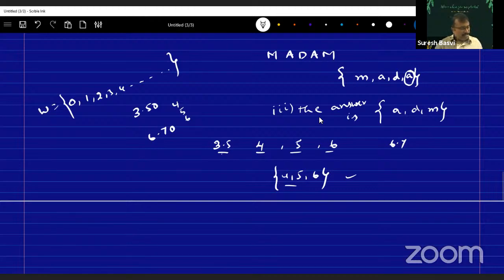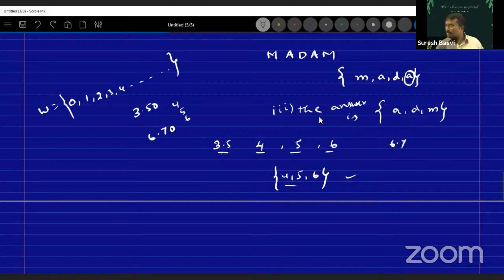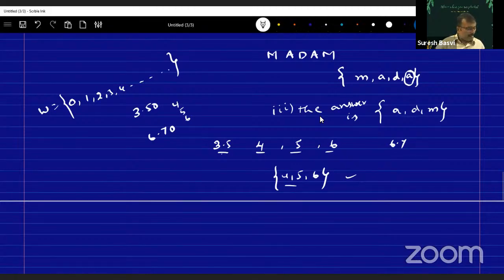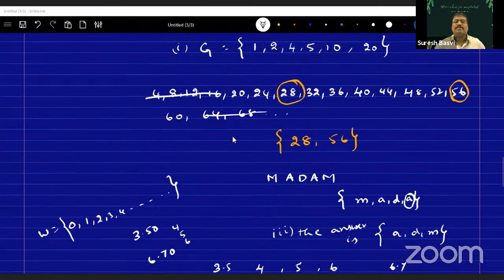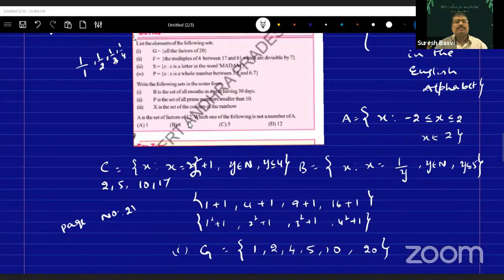Next. Write the following sets in the roster form. Okay. What is the first question? B is the set of all months in a year having 30 days. Can anybody give the answer? B is the set of all months in a year having 30 days.